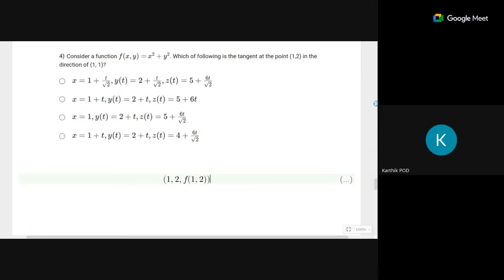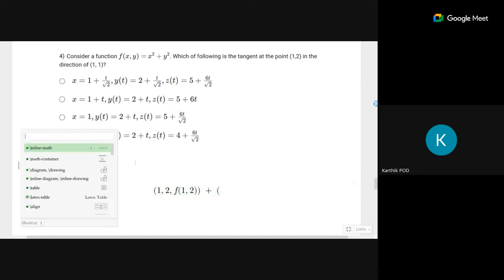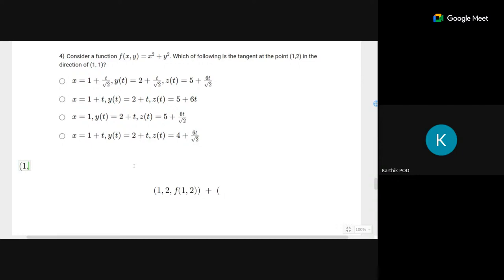Yes. Now you are looking at moving some distance along u1. So u1 in this case is 1 by root 2. If you think about it, what is the unit vector along this direction? It is 1 by root 2 times 1 comma 1.